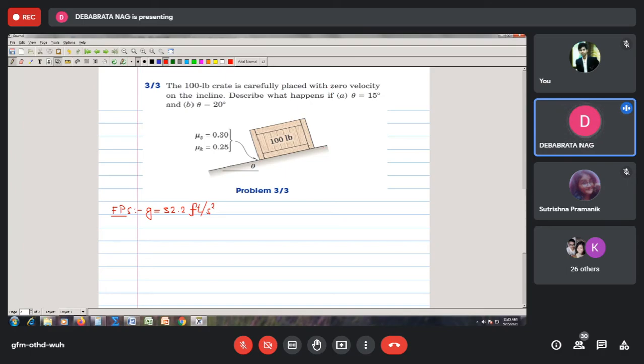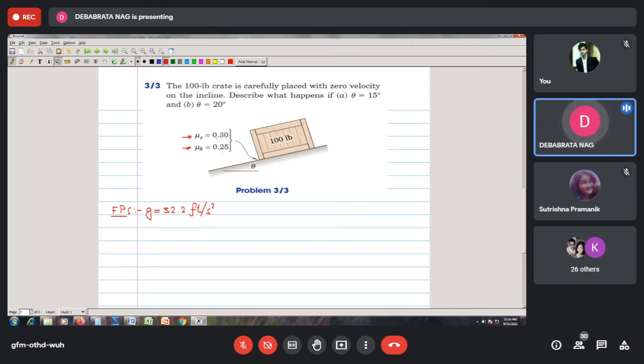So this is an inclined plane, which is a rough inclined plane, where mu s is given to be equal to 0.3 and mu k is given to be equal to 0.25. This is the static coefficient of friction and this is your kinetic coefficient of friction. You have to be very careful when, in a dynamics problem, the static coefficient of friction is given. It means that your problem may not fall under statics. For example, describe what happens if theta equals 15 degrees and theta equals 20 degrees.